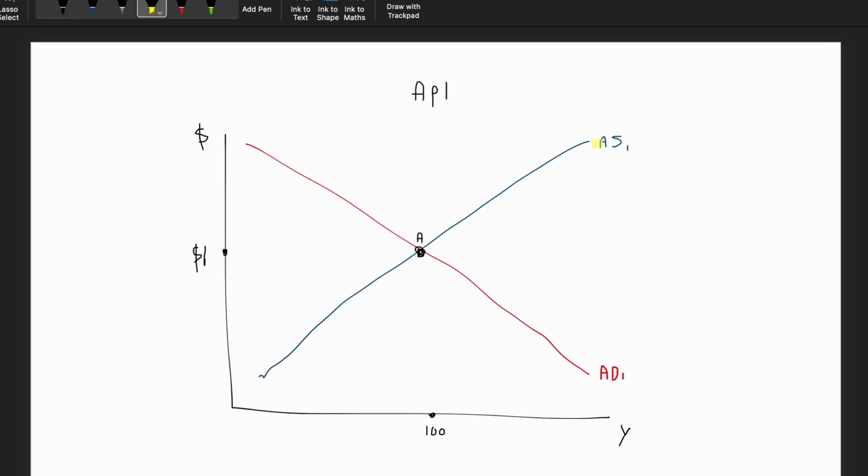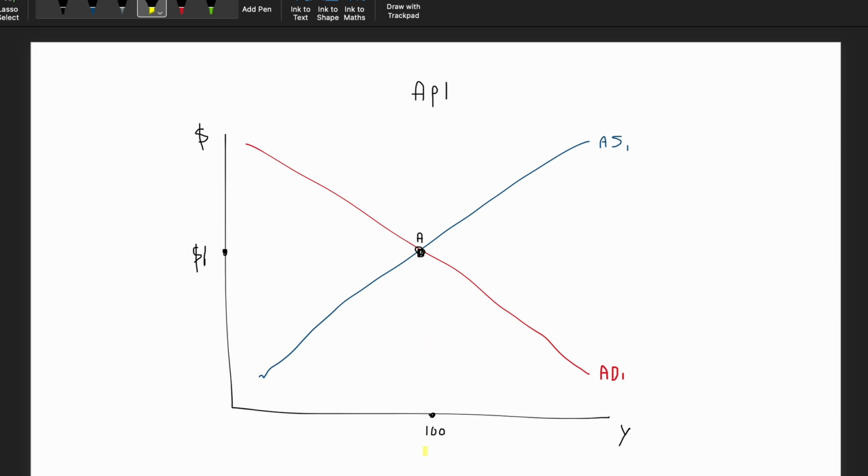This is a simple supply and demand curve. This AS here and this AD here just mean aggregate supply and aggregate demand, so total supply and total demand. On the horizontal axis, we have Y, which is output, and on the vertical axis, we have the dollar sign, which is price. So let's say this is for the Apple stock, and currently demand perfectly meets supply at point A, which is called the equilibrium.